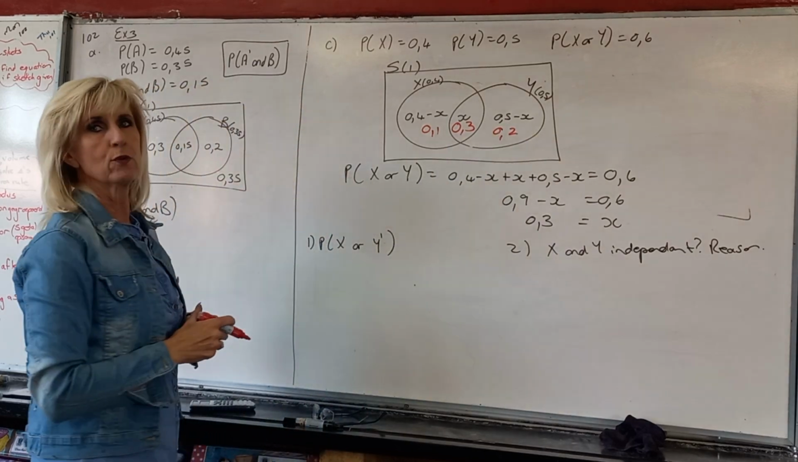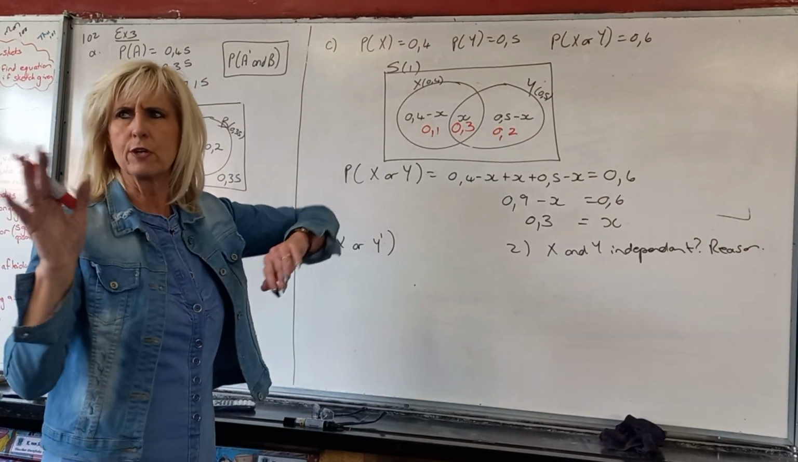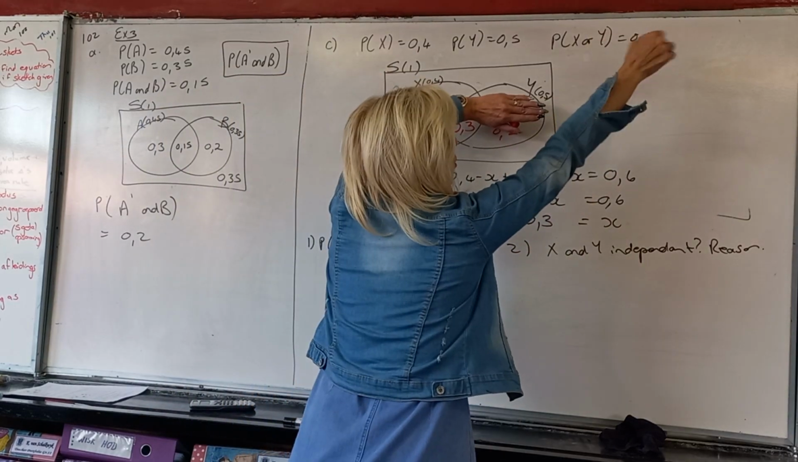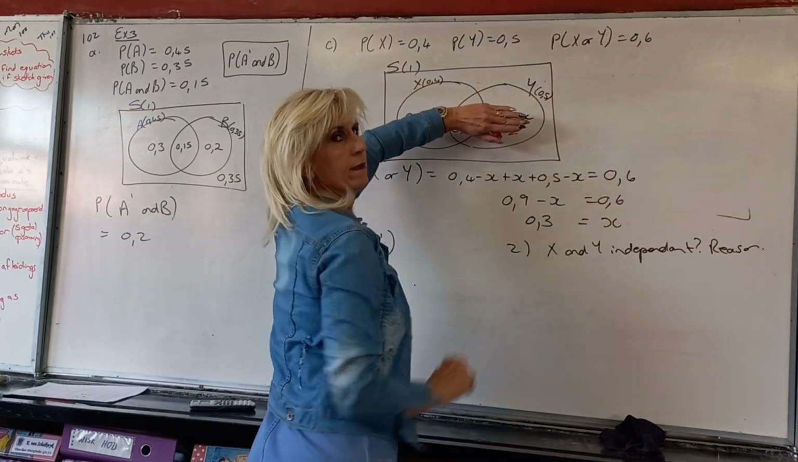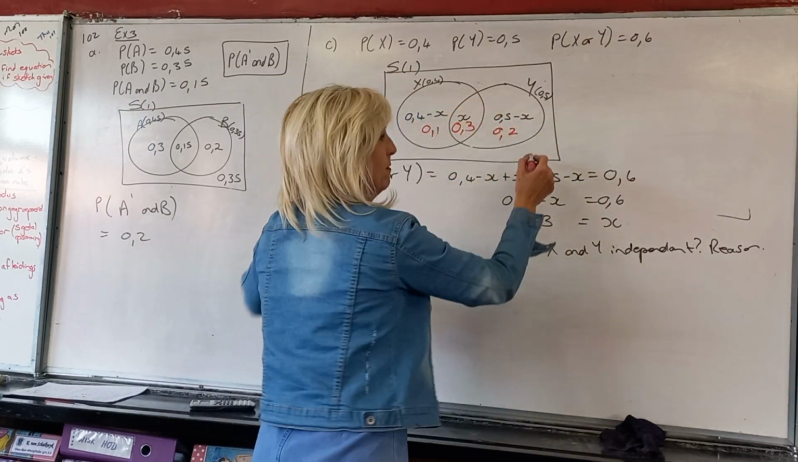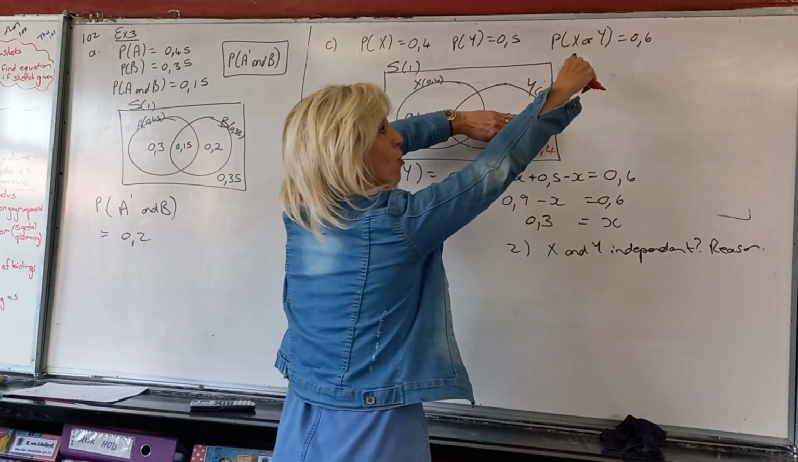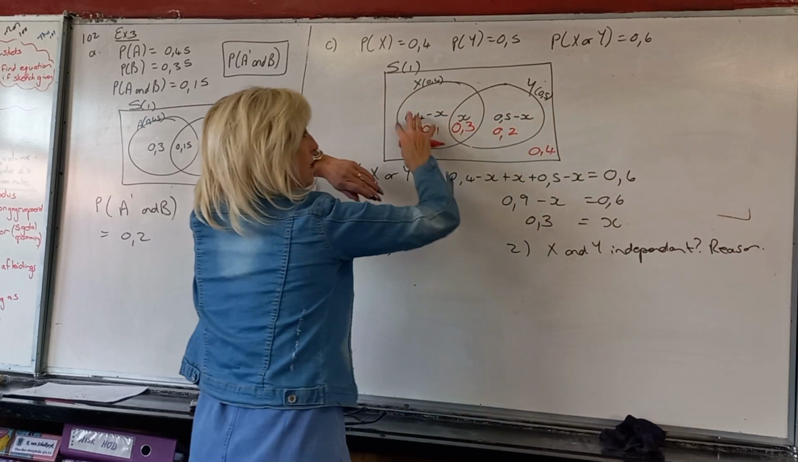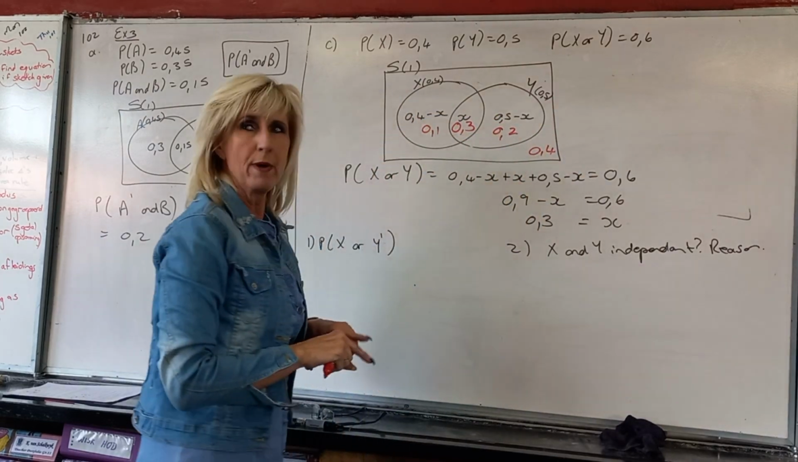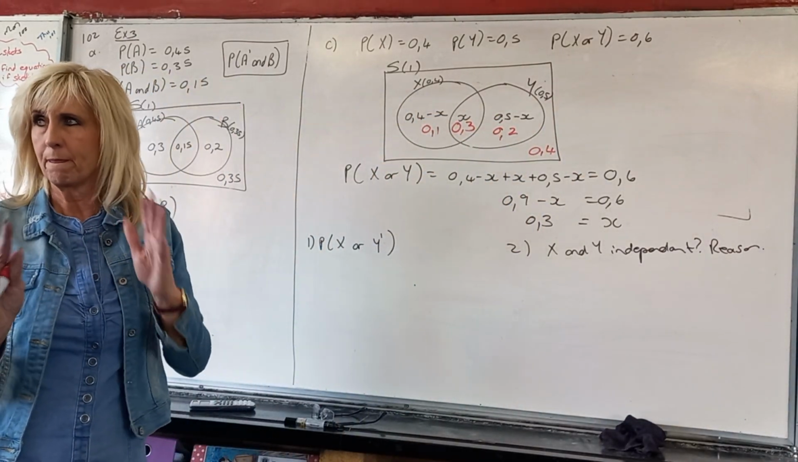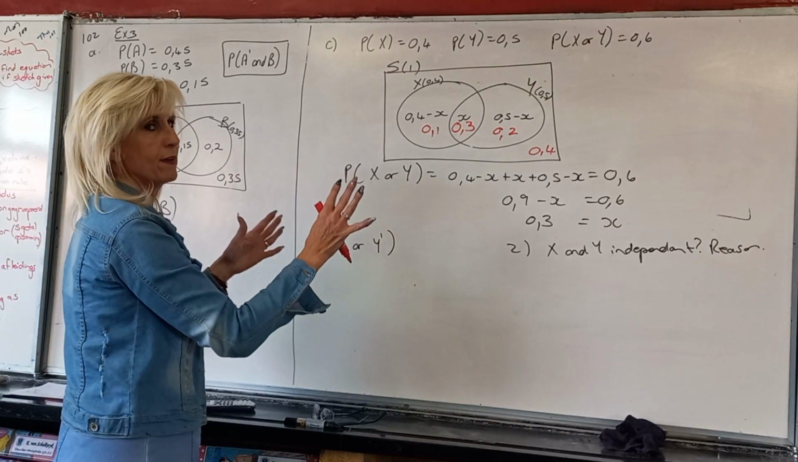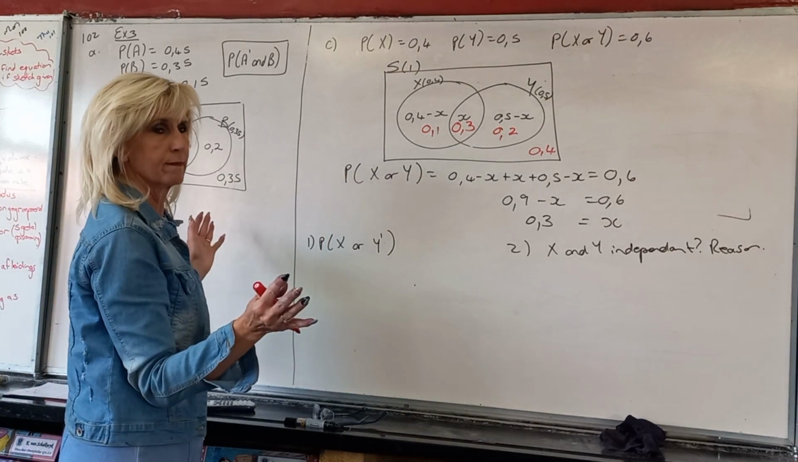And now I can also, couldn't I at the start have said, if the or is 0.6, what's outside? 0.4. Are you with me here? Without first doing that, you could have said, if the or part is 0.6, then outside should be 0.4. Are you with me here? Yes. Alright? So now that I have it, I can answer any questions.